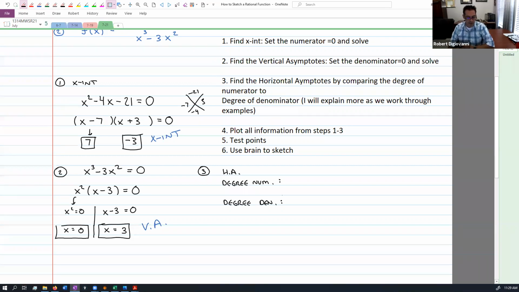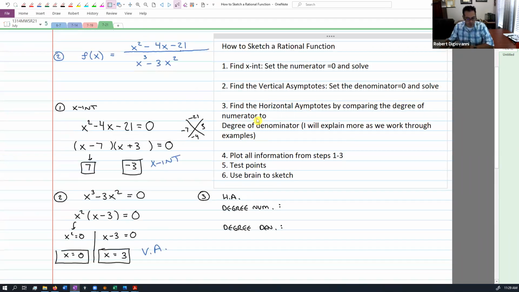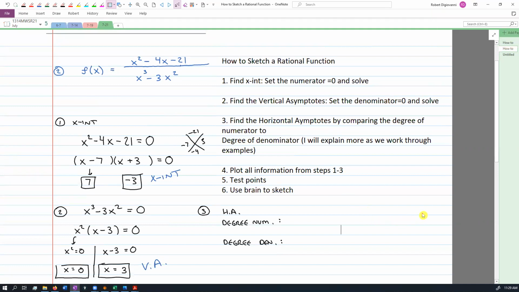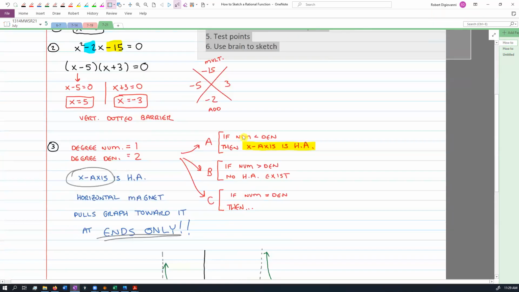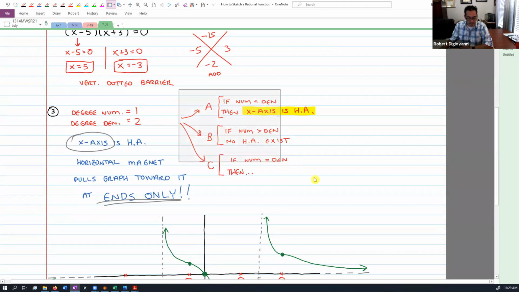Lily, I'm looking for step 3, finding the horizontal asymptotes. I need you to compare the degree of the numerator and denominator together. So what is the degree of the numerator? The degree of the numerator is 2. Degree of denominator? 3. Okay, so the degree of the numerator is smaller than the denominator, right? Which is again case A, right? These are the cases I gave us last time.